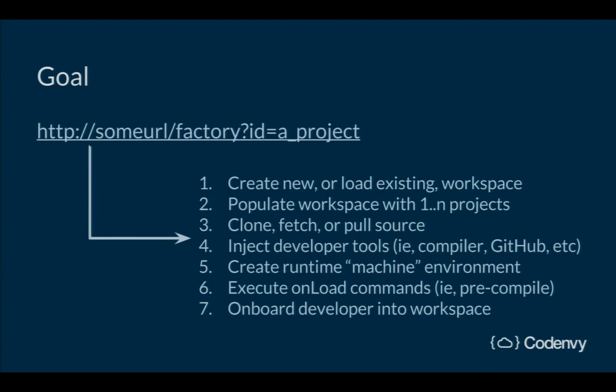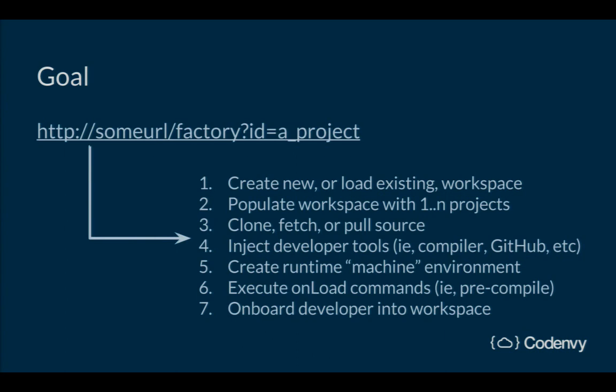URLs are the answer. URLs are the universal exchange of information. Let's imagine you had some magical URL, some domain, and we just append this label here, factory. And after that factory, it would indicate an ID of a workspace or a project that you would like to work on. What would need to happen when you clicked on that link? The system behind the scenes would need to have the smarts to create a new or load an existing workspace, and populate that workspace with projects that have source repositories that could come from Subversion or Git at any remote location.